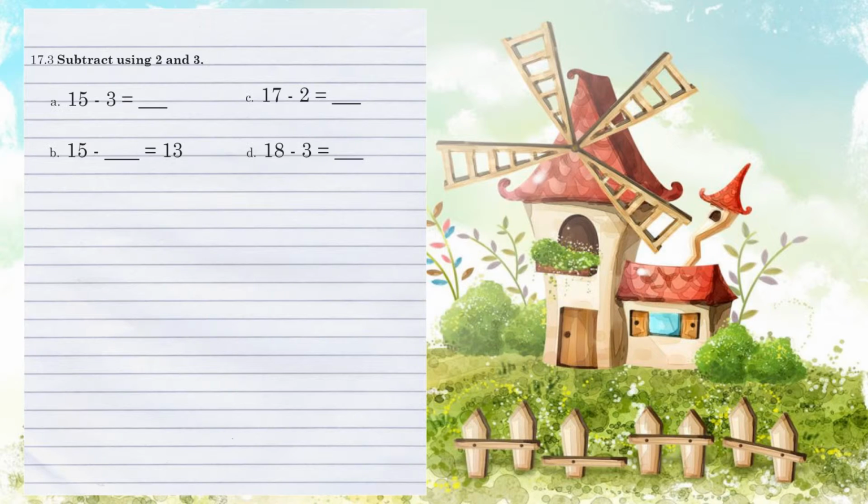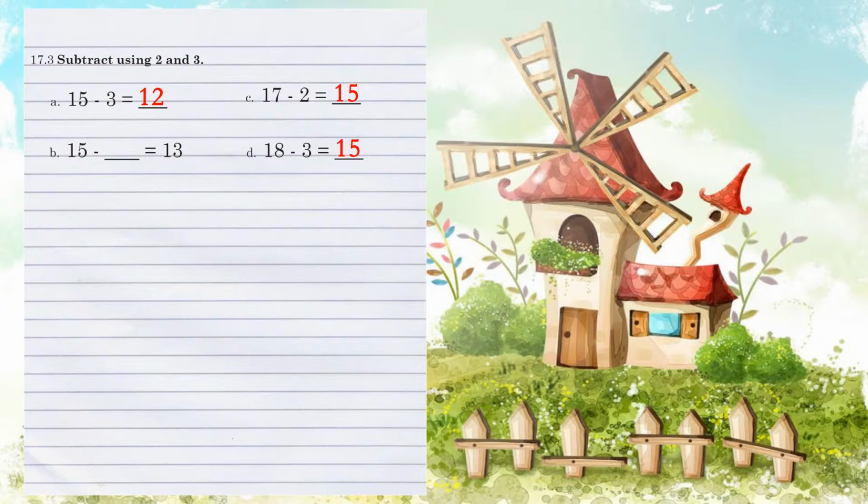Unit 17.3. Subtract using 2 and 3. Example A, 15 minus 3. Once again, we can take our ones position and subtract. 5 minus 3 is 2. Then we bring over the 1 for the tens position for an answer of 12.